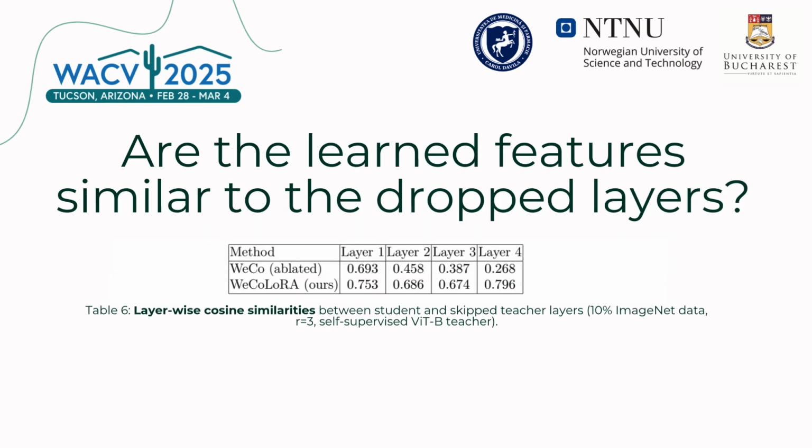On another line of work, we are interested in finding out if the student learns features similar to the skipped layers of the teacher. To validate this hypothesis, we compute the mean cosine similarities between the skipped layers and the corresponding student ones before and after applying enhanced LoRA. The results can be consulted in the table, and it suggests that the features are indeed similar to the ones in the skipped layers, as the similarities increase after distillation.